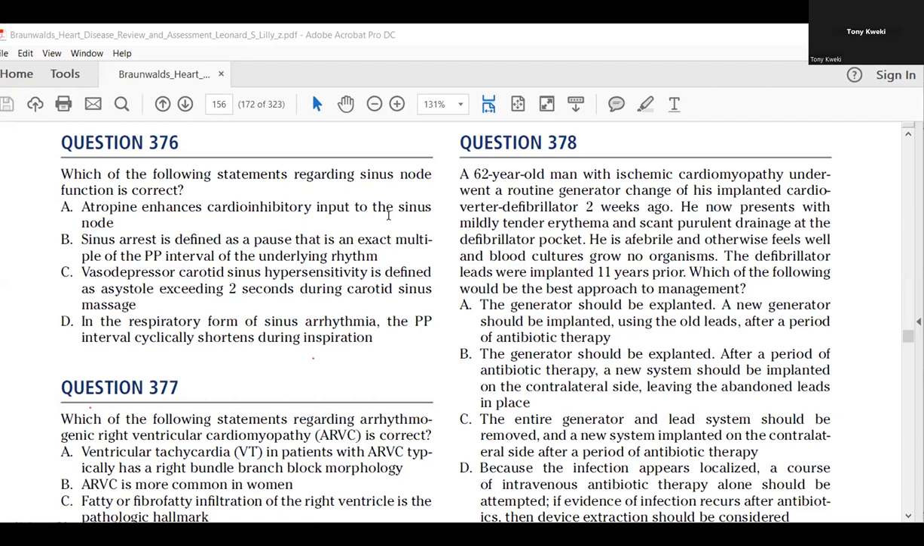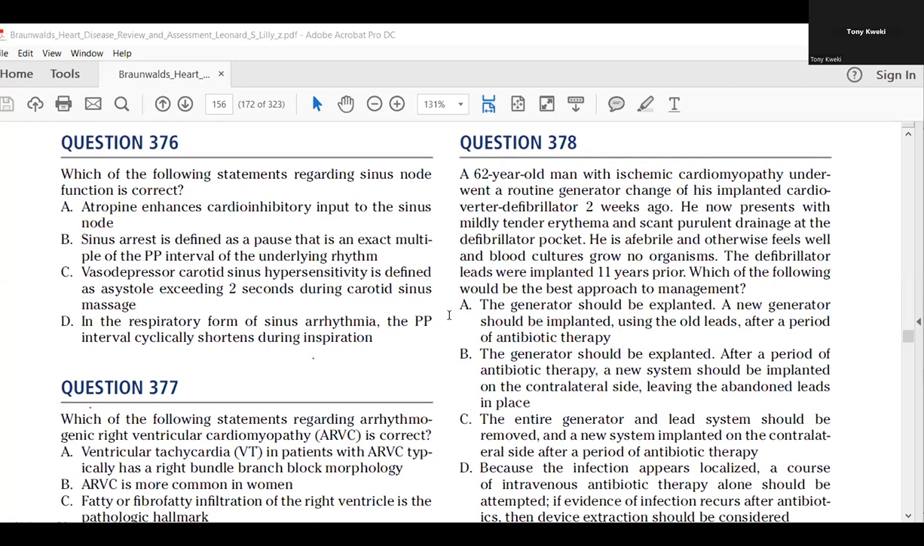Atropine is a competitive muscarinic acetylcholine receptor antagonist, and what it does is block the cardioinhibitory input to the sinus node. So atropine transiently abolishes the cardioinhibitory carotid sinus hypersensitivity. So when you look at that question, it says enhances. Definitely that is not correct, because atropine actually abolishes the cardioinhibitory input to the sinus node.